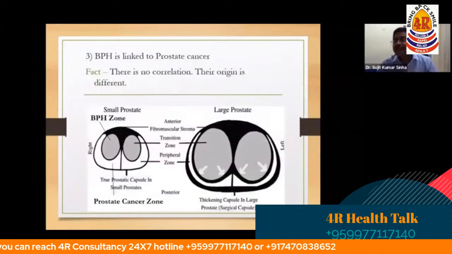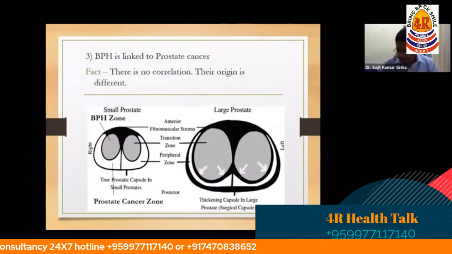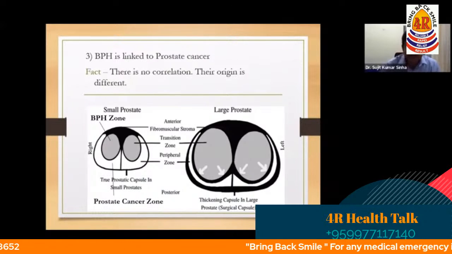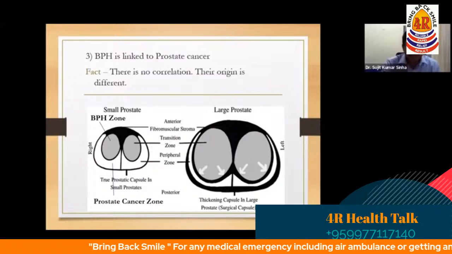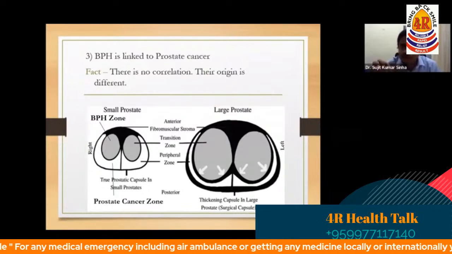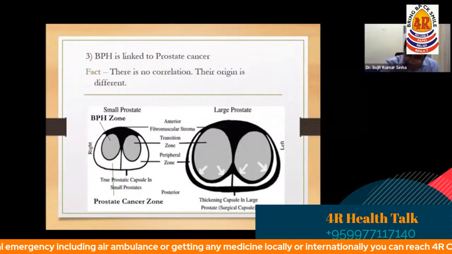BPH is linked to prostate cancer. This is another myth. There is no correlation between the two. Why? Because the origin is different. If you see the picture, there are two zones, two egg-like shapes. This is called the transitional zone of the prostate. And the surrounding white area is the peripheral zone.